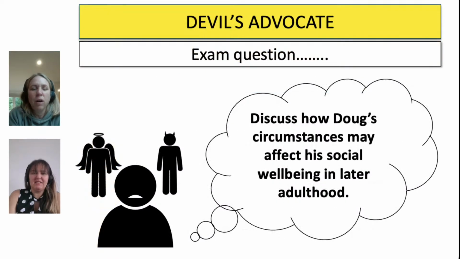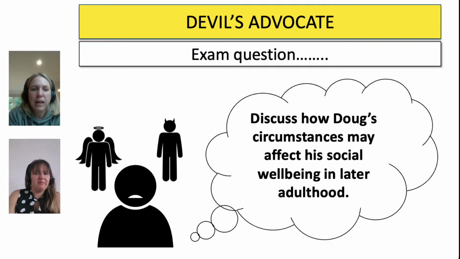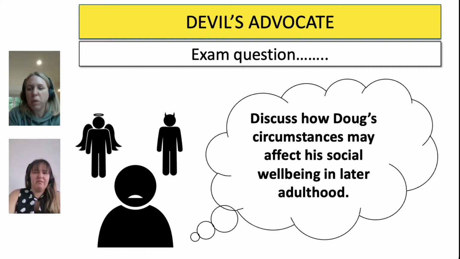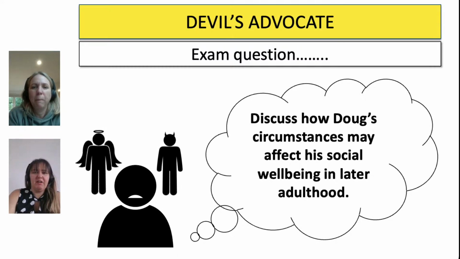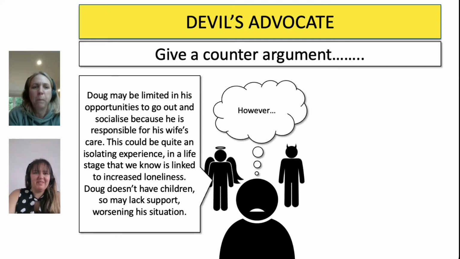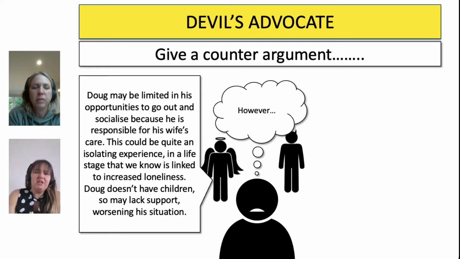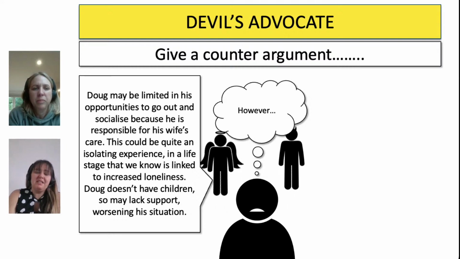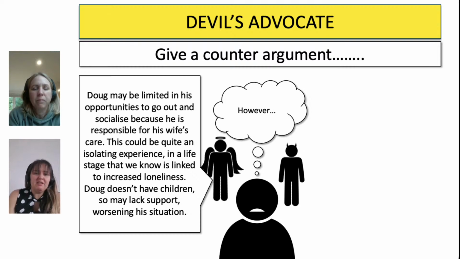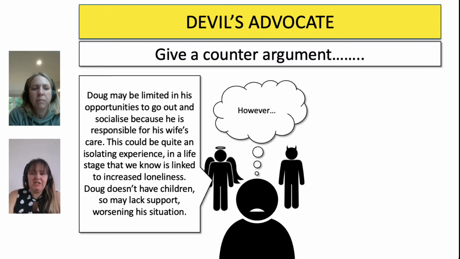So I think we've got our devil's advocate here. So maybe, Laura, if you just talk us through these ones. Yeah, so let's have a look at the first side to our argument. Okay, so Doug may be limited in his opportunities to go out and socialise because he is responsible for his wife's care. This could be quite an isolating experience in a life stage that we know is linked to increased loneliness. Doug doesn't have children, so may lack support, worsening his situation.